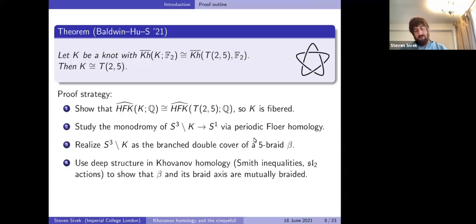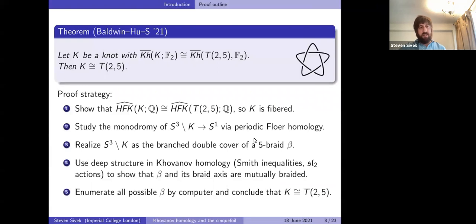And once we've done that, now we switch to Khovanov homology and use some deep structure, like I said, Smith inequalities and so on, to show that the braid is braided about its axis, but the converse is true. The axis is braided about that braid as well. And I'll show pictures of this later, but that's a very strong restriction. That gets us to the point where you can do a computer search and conclude the theorem. So that's the goal. I'm going to try and get through all 5 of these in the time we've got. Any questions before I move on?